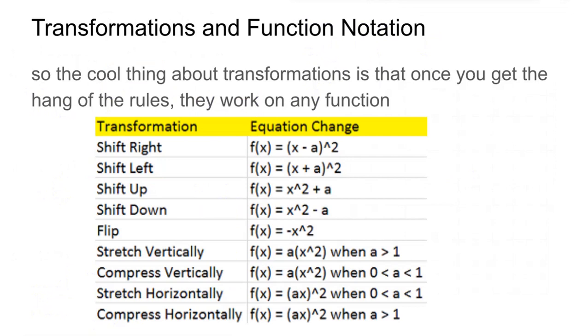Now, one of the cool things about transformations and functions is that the rules are the same for every function. So here we have the rules for a quadratic function. The rule is written in function notation, and basically we just read it the way it says. I'm taking away a number from the x's, and then that's going to shift it to the right. The second one says I'm going to add a number to just the x's. That's going to shift it to the left. This next one says that if I add a number to the end, it's going to shift the graph up.